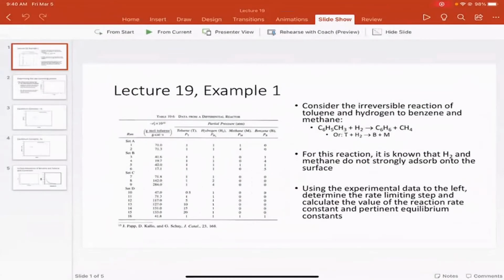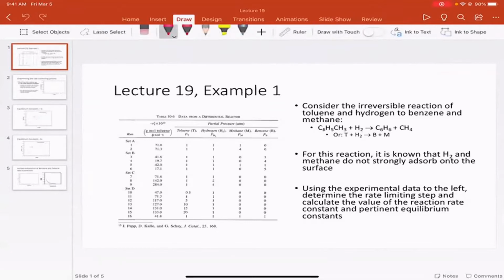Today is going to start a series of 2 lectures that focus on developing mechanisms from information that we have. And sometimes that information takes the form of experimental data, and sometimes that information will take the form of just known things. And so in the first example that we're going to solve, we kind of have a little bit of both. So we're looking at this irreversible reaction of toluene and hydrogen to give benzene and methane. And so that reaction is given right here.